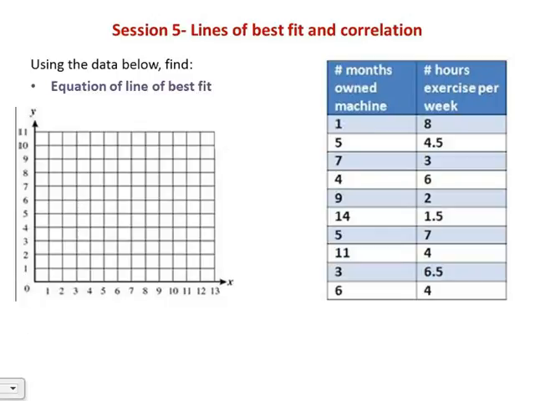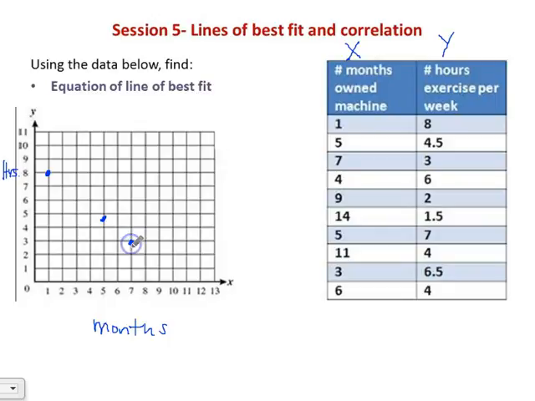So we've got now a nice coordinate plane, and I'm going to start plotting the points here. Remember, our number of months will be our x coordinate, and our number of hours will be the y. So this will be the months, and this axis is going to represent our corresponding hours. The first entry is in 1 month, there were 8 hours of exercise per week. After the 5th month, there were 4.5. The 7th month, there were 3.